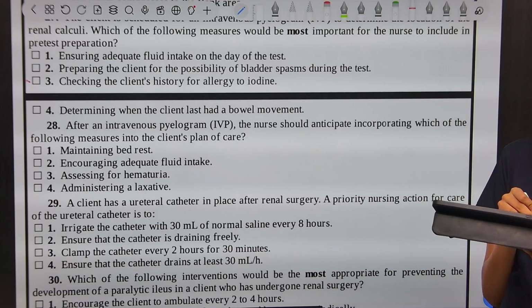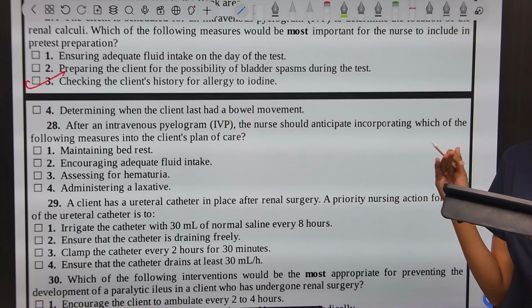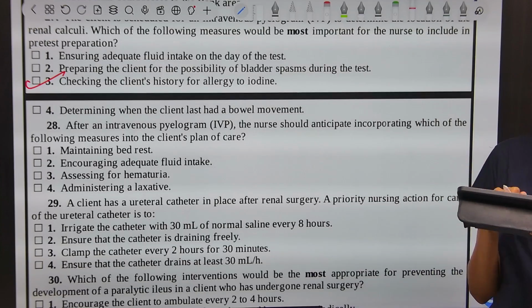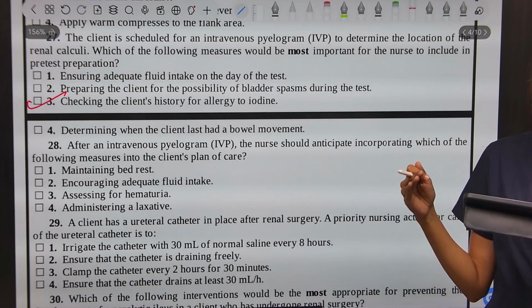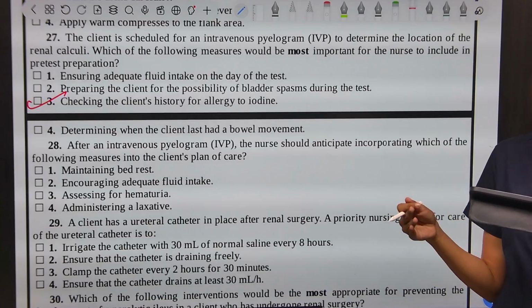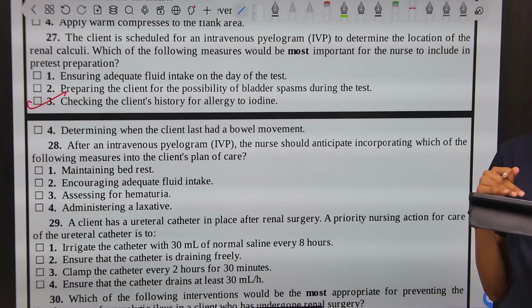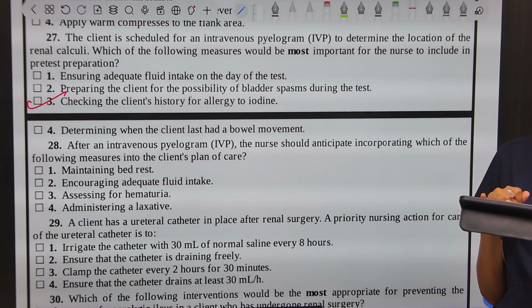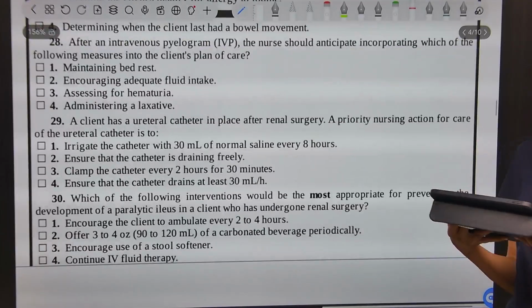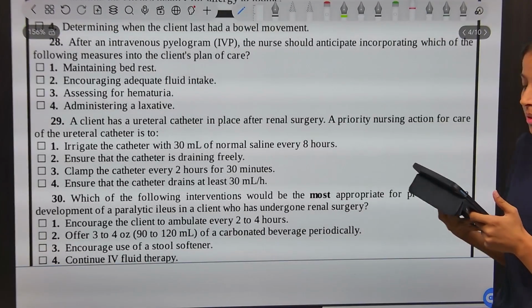The right answer will be answer number 3, checking the client's history for allergy to iodine, because we use iodine in this procedure. If someone is allergic to iodine, we cannot do this procedure to the patient. It may be antibody antigenic reaction. Now question number 28 is on the screen.